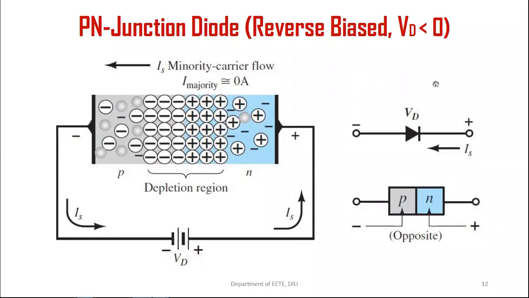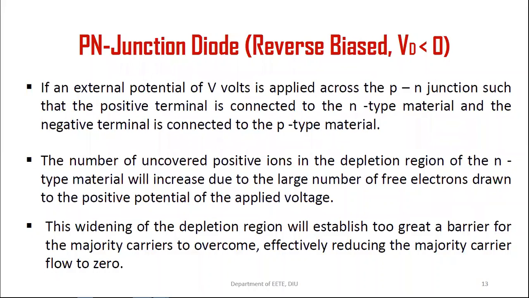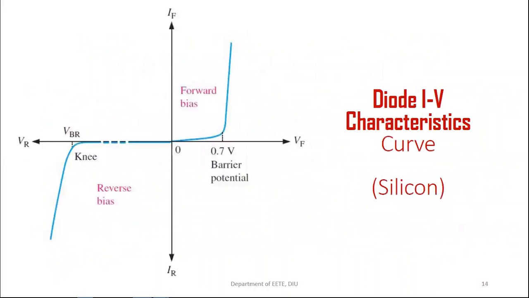So that's why for no bias, when VD equals 0, there will be no current. For positive voltage, VD positive, the current will flow, and in reverse bias the current will not flow. So from these findings, we'll go to the diode characteristics curves. Okay, how the diode operates.